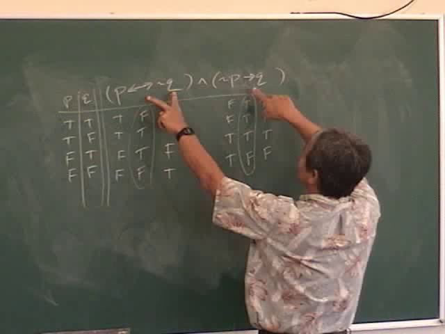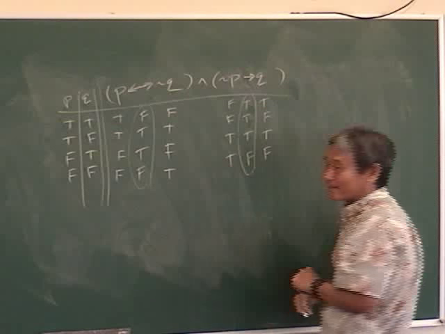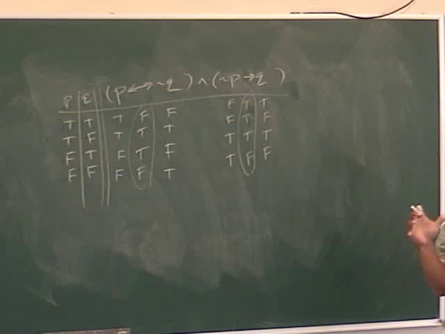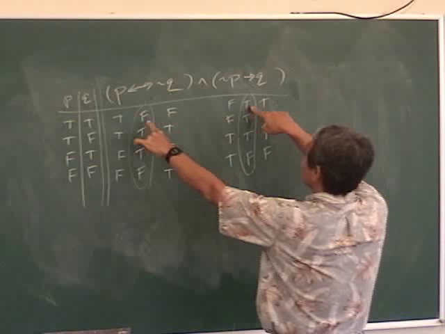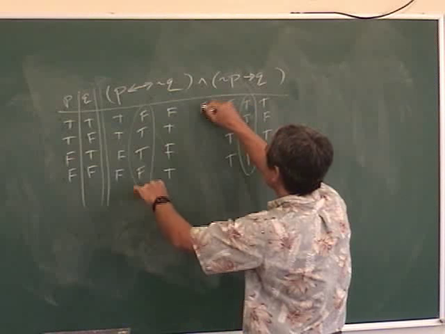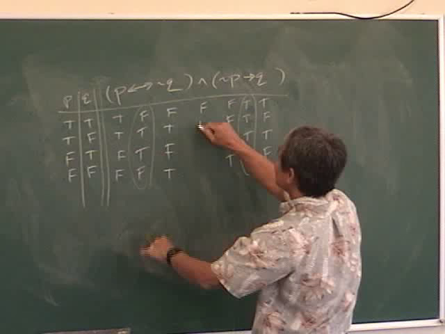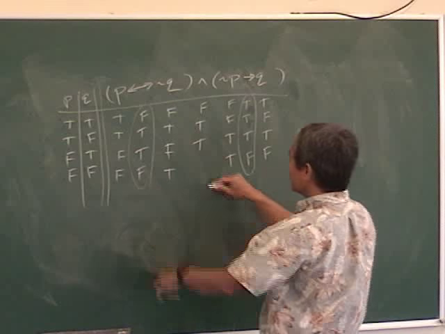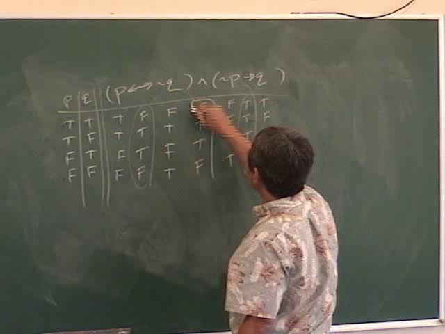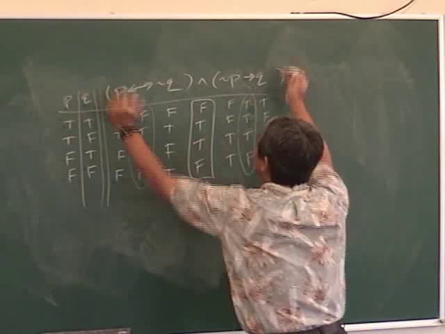Then I have to put these two statements together with and. And when is the and statement true? When both components are true. So are both components true? No, so it's false. Are both components true? Yes. Are both components true? Yes. Are both components true? No. So this column here represents this entire statement there.